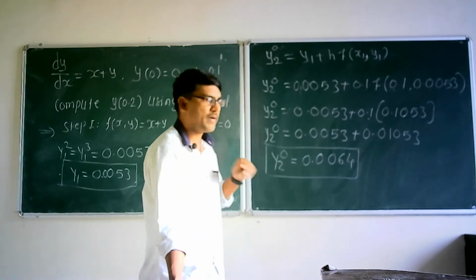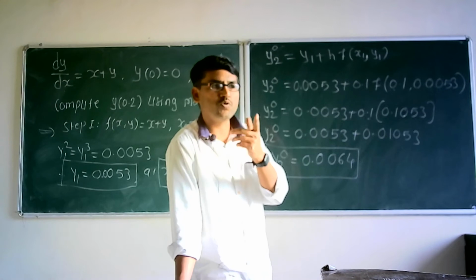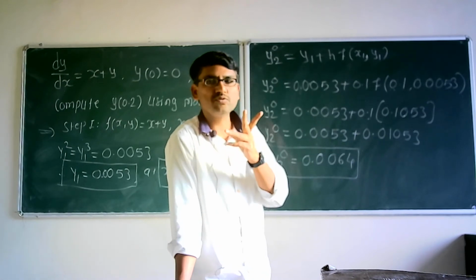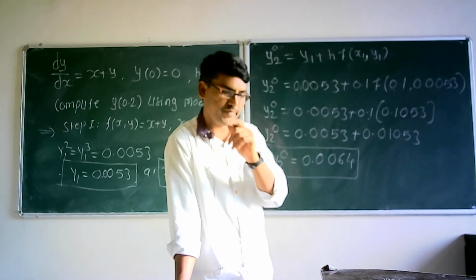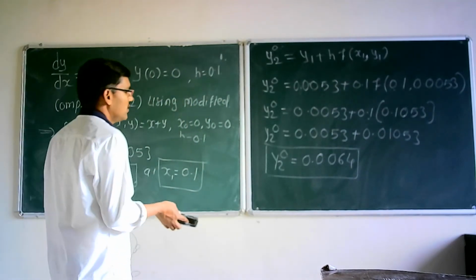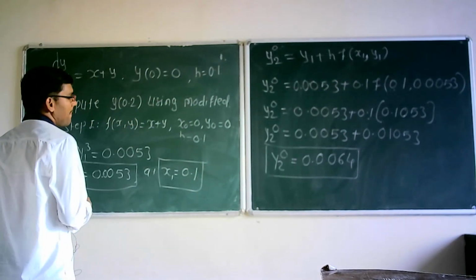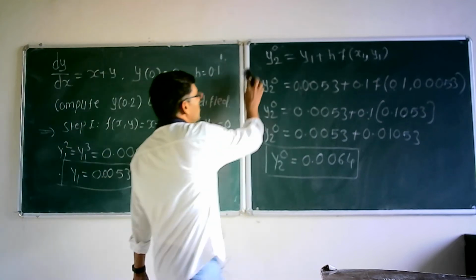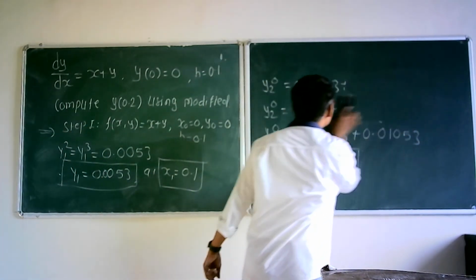y20 आपण फाइंड केलाय. आपल्याला नेक्स्ट काय करायचंय? y21, y22, y23 आपल्याला फाइंड करायचंय by using modified Euler method. So next, y20 we have obtained. Next y21. What is y21?